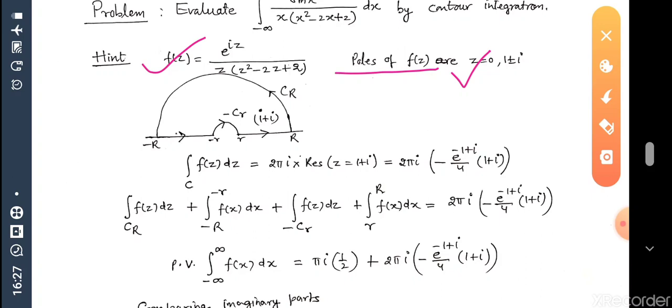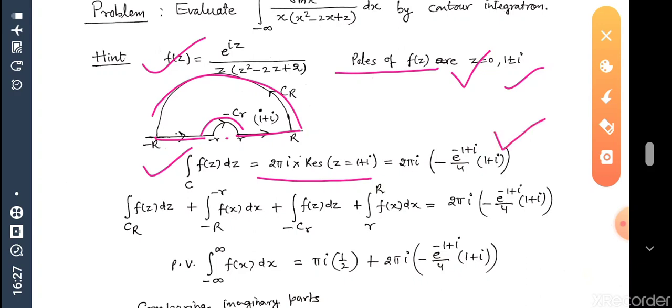So we make an indented contour in which we avoid this pole. We take a large circle, then a straight line, a small circle, then a straight line. In this question, one pole z equal to 1 plus iota lies in the upper half plane. So first we calculate the residue at the pole z equal to 1 plus iota, and then by the Cauchy residue theorem the value of integration is 2 pi iota into the residue at z equal to 1 plus iota.